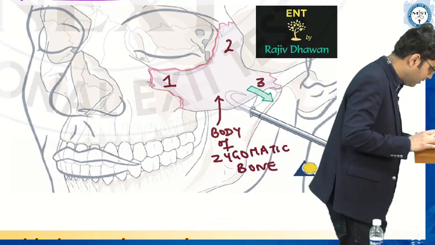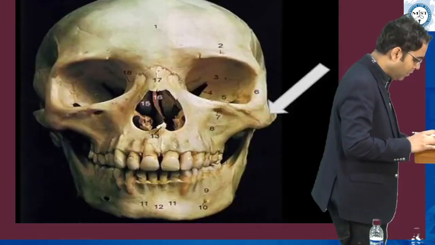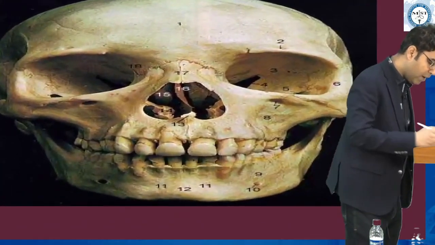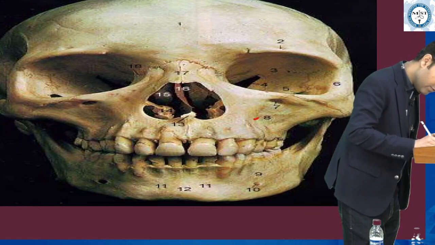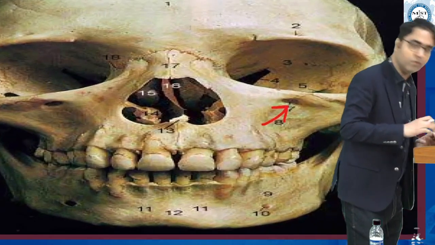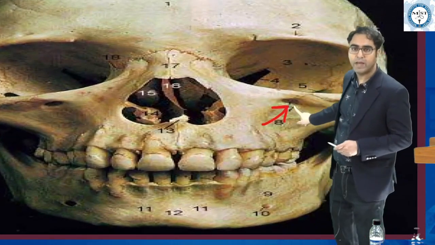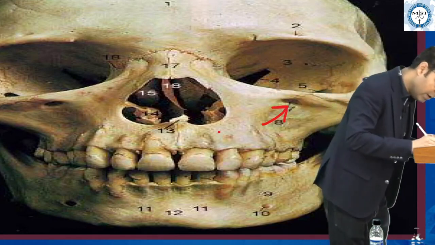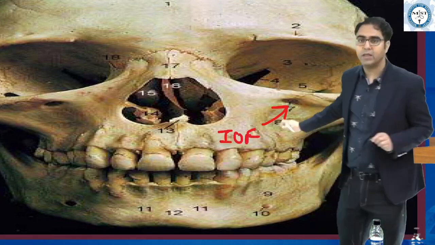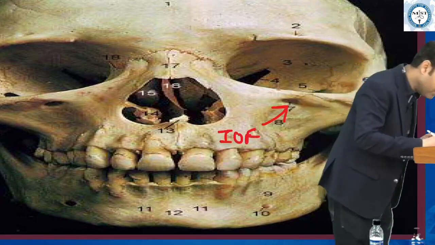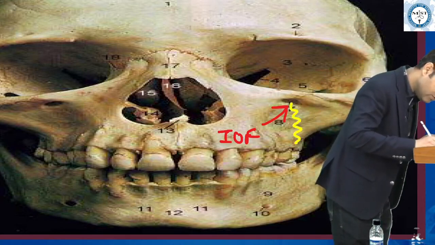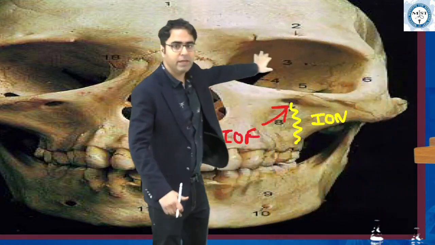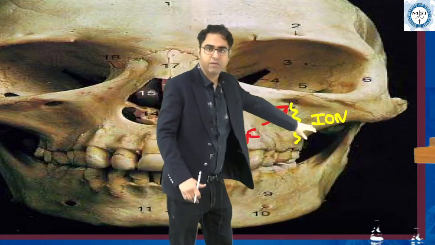Now let me tell you one clinical anatomy thing over here, everybody. Please look at the screen, beta. Can you see there is a foramen over here, beta? Let me enlarge it for you. Below the orbit, there is a hole, and this foramen is called the infraorbital foramen. From the infraorbital foramen, one nerve comes out, and that is called the infraorbital nerve, beta. The foramen below the orbit is the infraorbital foramen, and the nerve is the infraorbital nerve.